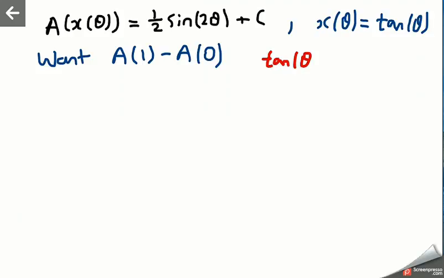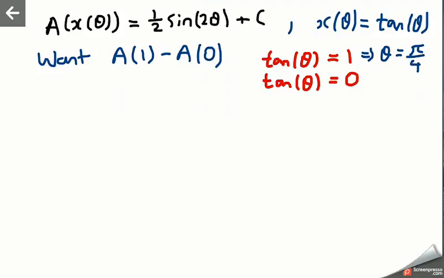Because we want x equals 1, right? And since x is equal to tangent of theta, we want tangent of theta equals 1, and we want tangent of theta equals 0. Well, if tangent of theta equals 1, then you can work this out by typing in tan inverse or arctan of 1 into the calculator. It's the one with the little to the power of -1 above it. So this tells us that theta is equal to pi divided by 4, since tangent of pi divided by 4 is equal to 1.